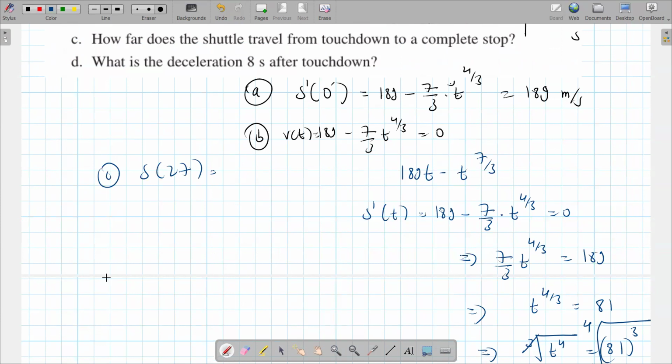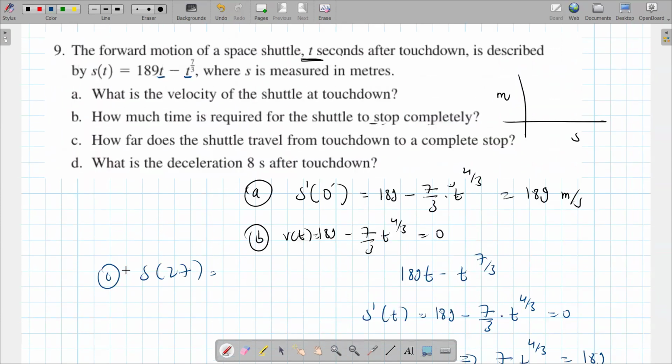Because I got a negative distance, it doesn't make sense to me that the space shuttle touched down this way and then somehow ended up over there. That makes no sense, so I knew something was wrong. S of 27, so let's plug 27 in there. This should give us a nice number, minus 27 to the power 7 over 3. Gives us 2916 meters, which is perfect. A runway is about 5 to 8 kilometers long, so 3 kilometers is perfect. So that's the answer to part C.